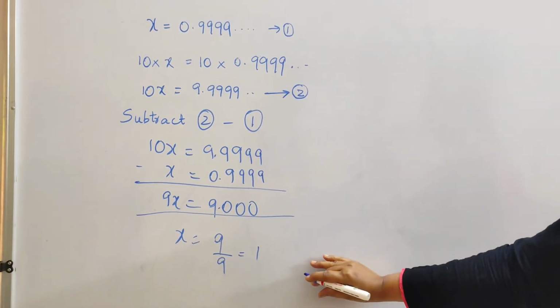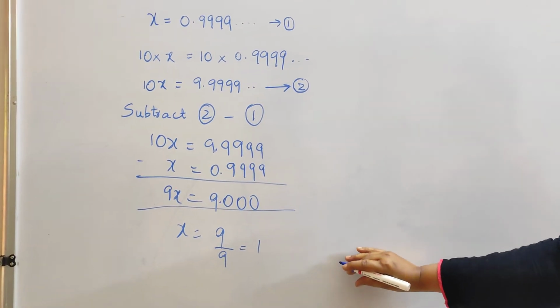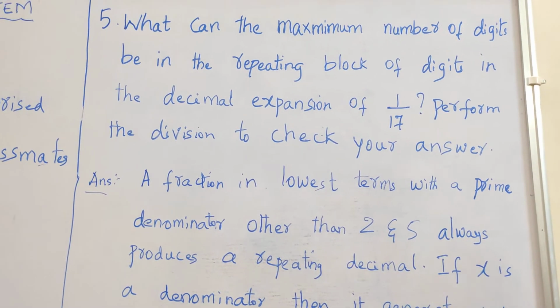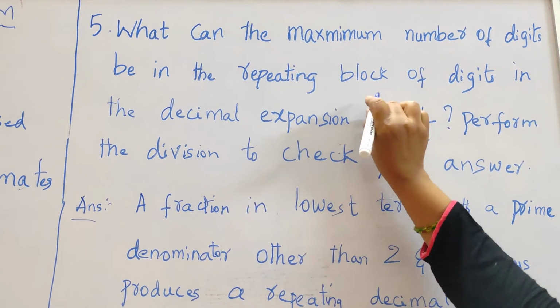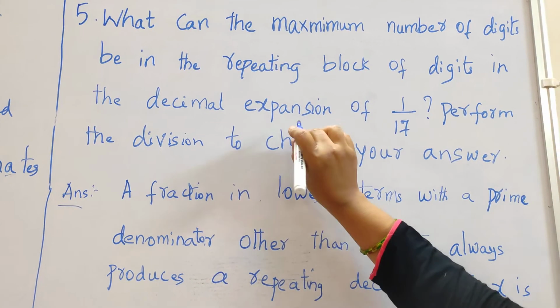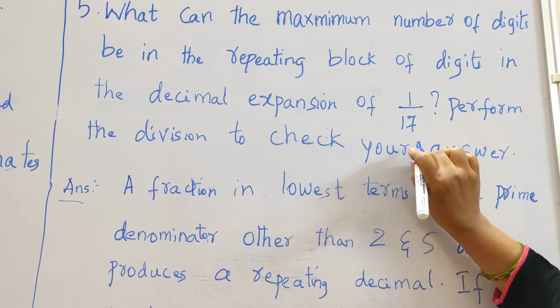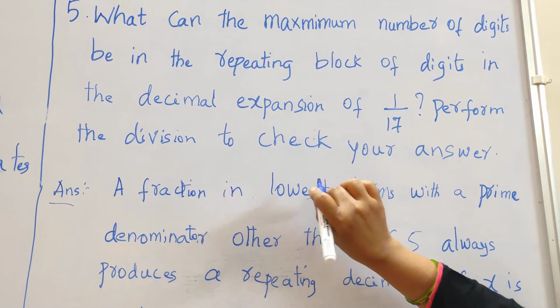This is about question number 4. Now let us go to question number 5. What can be the maximum number of digits in the repeating block of digits in the decimal expansion of 1 by 17? Perform the division to check your answer.